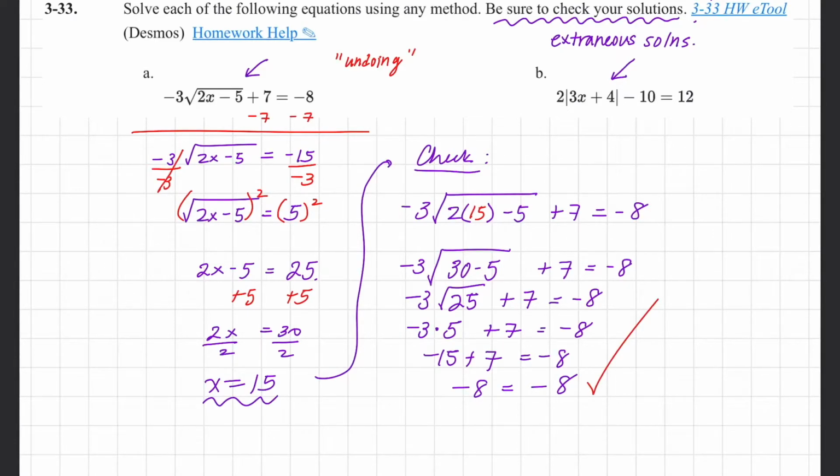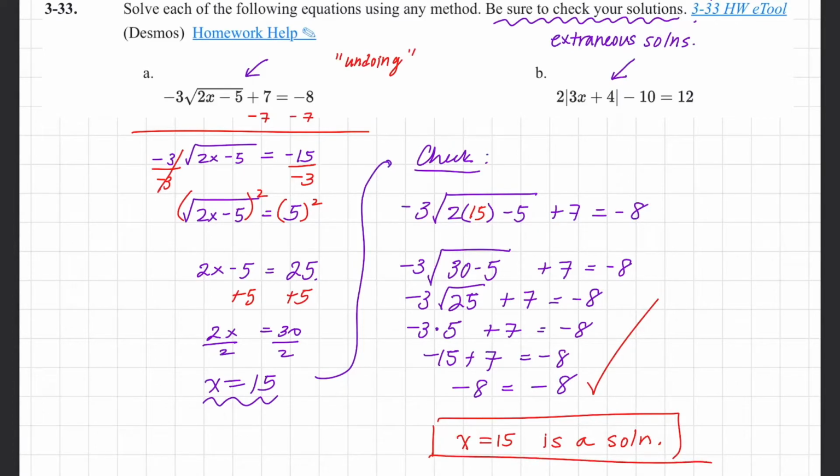So since this is a true statement, when I plugged 15 into the equation, this is true. Therefore, x equals 15 is a solution. It does exist. Okay? So that's part A.